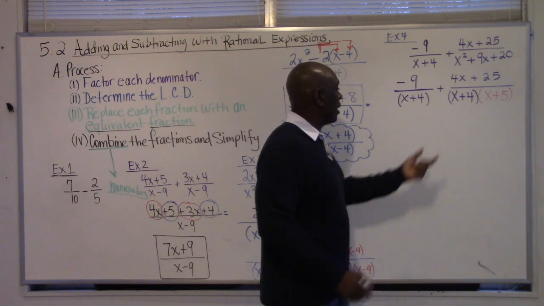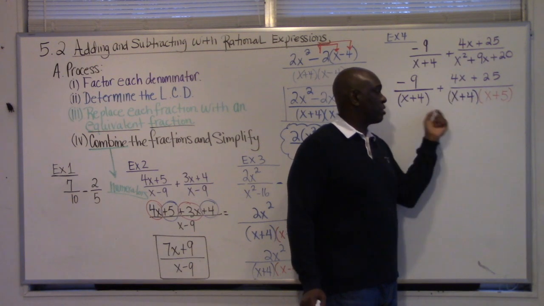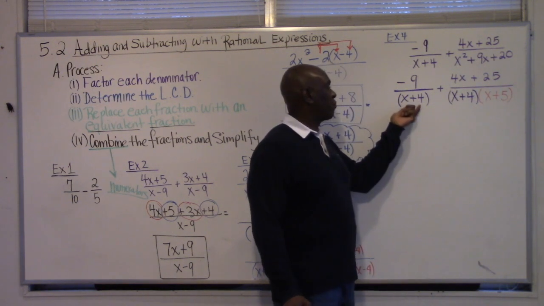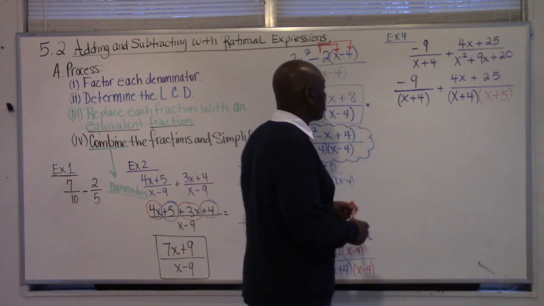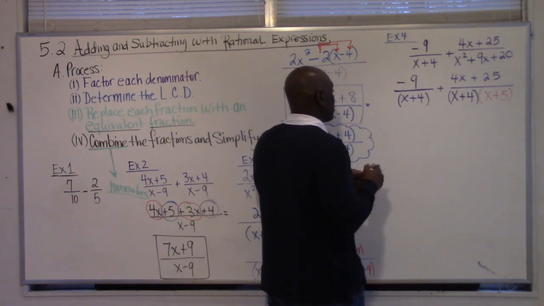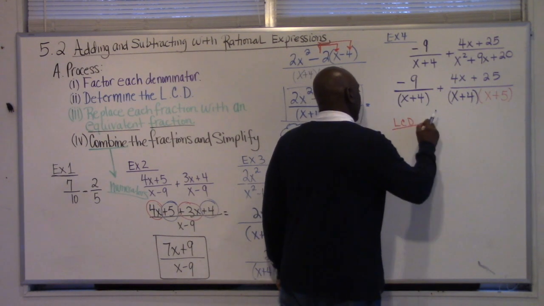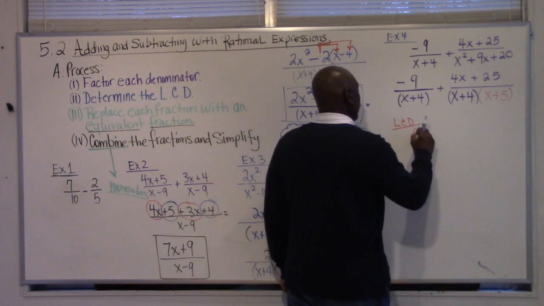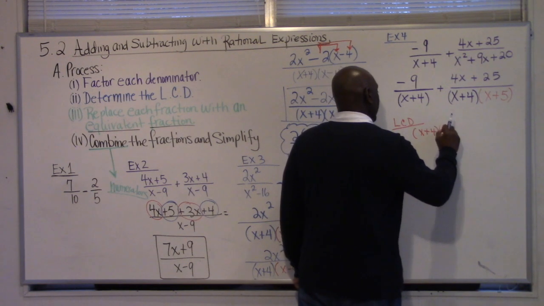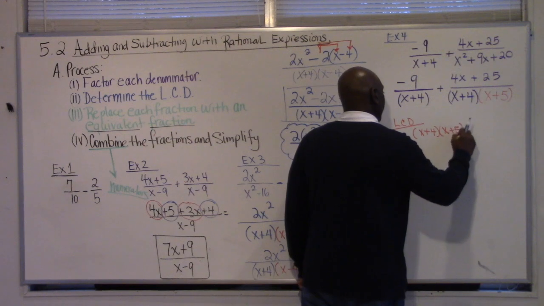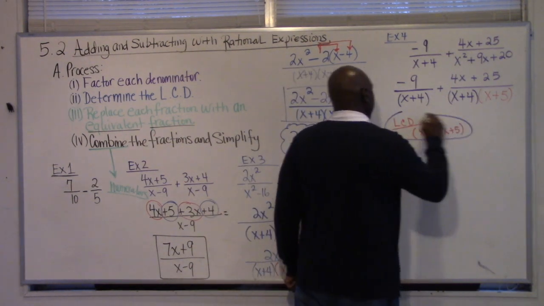Well, x plus 4 quantity times x plus 5 goes into itself once, and x plus 4 goes into x plus 4 times x plus 5 times. So my least common denominator is x plus 4 times x plus 5. There it is. My least common denominator, got it.